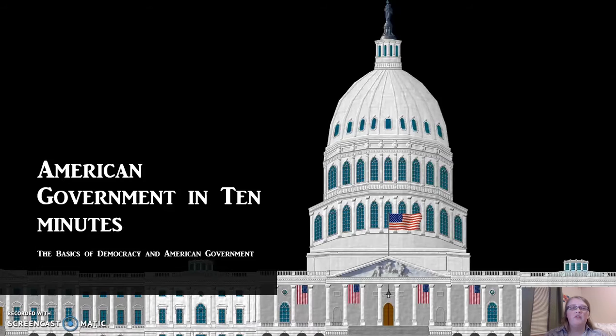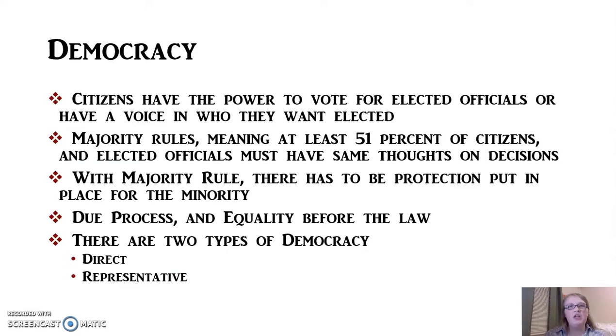Okay, so let's first start off with the basics of a democracy. Now, what is a democracy? Well, a democracy usually allows power to rest in the citizens' or the people's hands. So usually citizens have the power to vote for an elected official or at least have a voice in who they want elected, seen in America with the Electoral College.